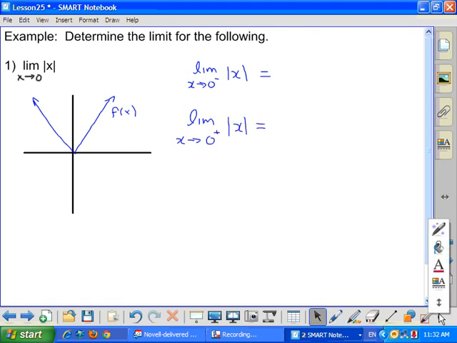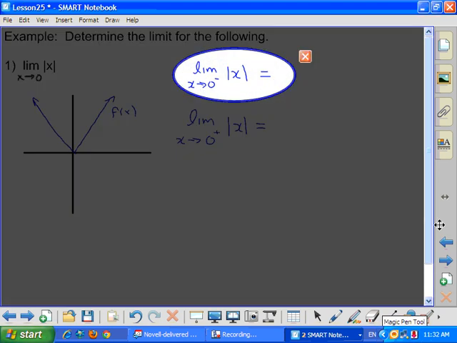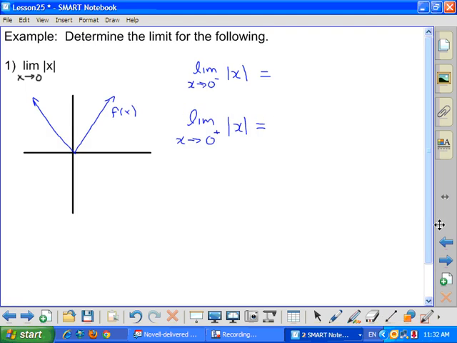So the first one I'm going to talk about is this right here. What is the limit as x approaches 0 from the negative side? What I am doing here is approaching x of 0 from this direction. I'm heading towards 0, and I'm going to ask myself, what's the y value at that point as I approach from the left side? And the answer is it looks like it's going to be 0.